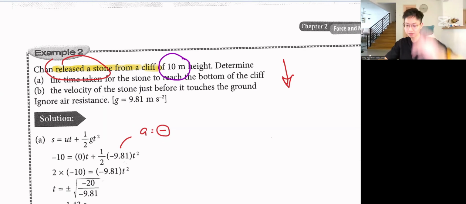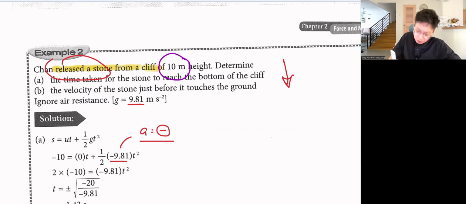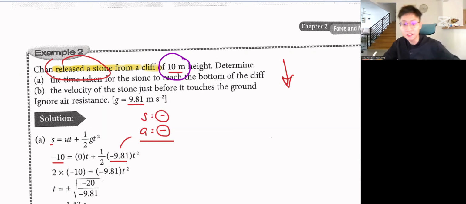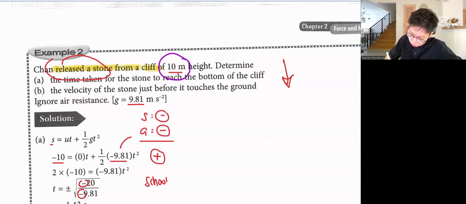However, listen up. Your school teacher's strategy is that A is negative. See? Negative 9.81. But the rule is that their S value is also negative. You see 10 meters, but they will substitute negative 10 meters. So your S value, both negative. I ask you a question, guys. Negative divided by negative becomes what? Positive, right? So at the end, it will become a positive answer. So this is the school style, textbook style.